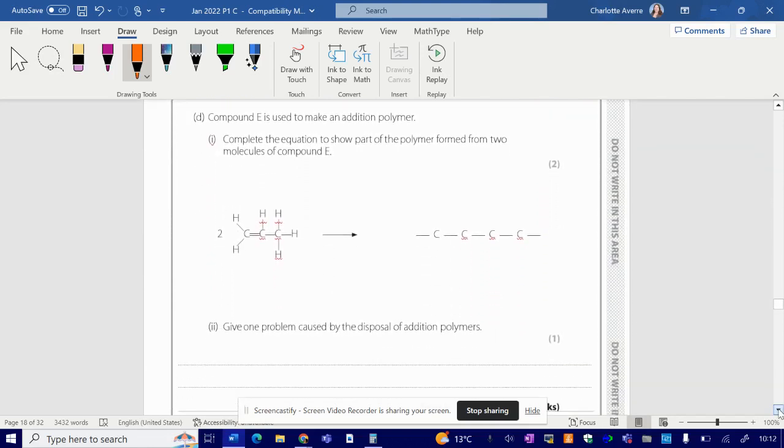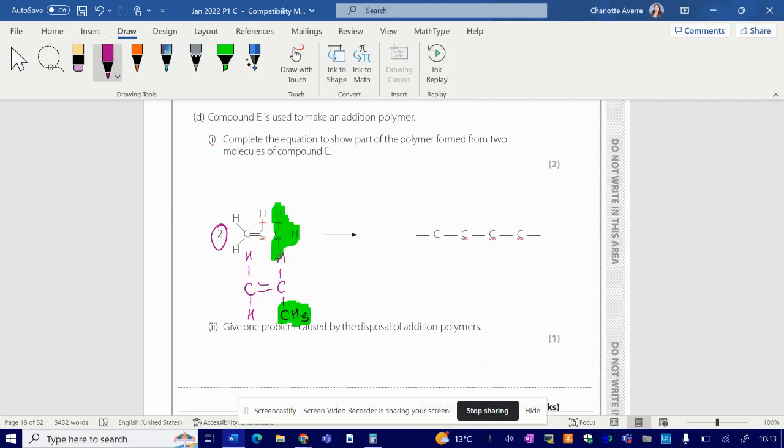Okay, compound E is used to make an addition polymer. Complete the equation to show the part of the polymer formed by the 2 molecules. Okay, so it tells you you're adding 2 of them together and it gives you the formula. I am going to redraw this to make it a little bit easier to see. So that carbon has got 2 hydrogens on it. There's a double bond. The next carbon has got a hydrogen on it and it's also got a CH3 on it. So all I have done is I have taken this group here and I have combined it so that it looks like that, and that's going to make it way easier to draw.